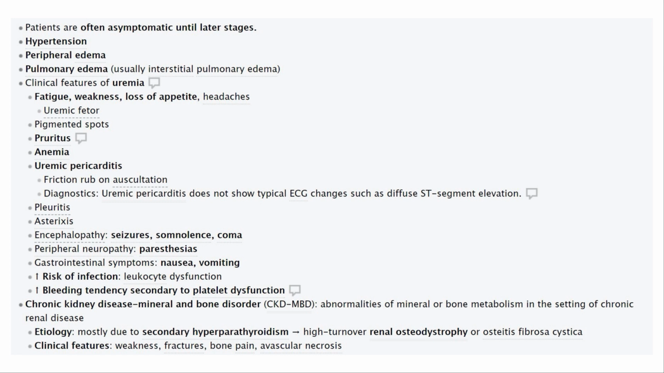You get tired, you have headaches, you have itching of the skin, anemia. Uremic pericarditis is good to know. So someone with kidney failure who presents with pericarditis, you should consider that it could be uremic pericarditis. Basically, every organ in the body gets unwell. And we know about chronic kidney disease mineral bone disorder. That's the secondary hyperparathyroidism from the urinary loss of calcium that results in continuous bone breakdown.